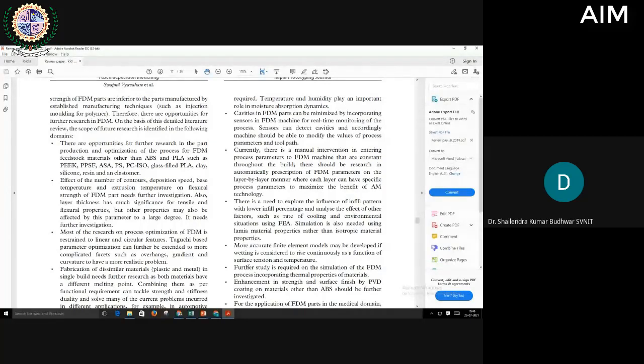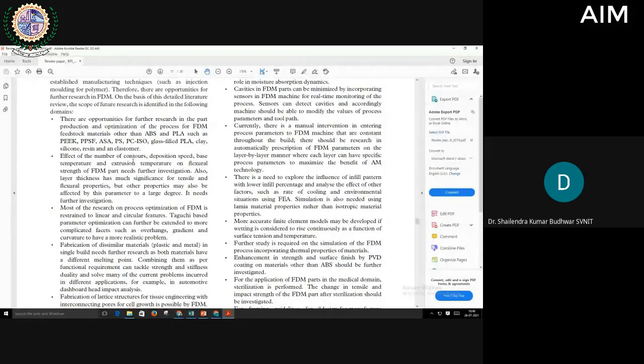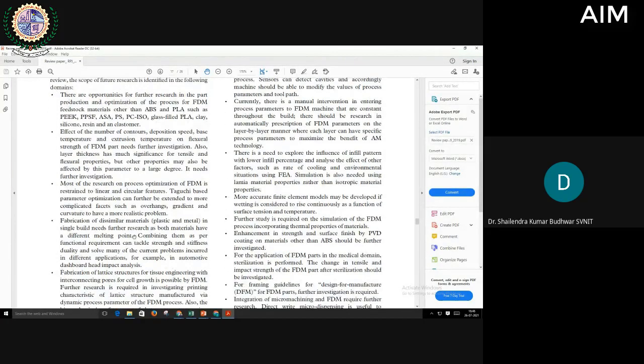Most of the research is focused on only two materials, that is ABS and PLA. So other materials should also be investigated, like PPSF, ASA, PS, PC-ISO, glass filled PLA, clay, silicone, resin, and elastomer. Then the effect of number of contours, deposition speed, base temperature, and extrusion temperature on flexural strength of FDM parts needs further investigation. Most of the research on process optimization of FDM is restricted to linear and circular features.